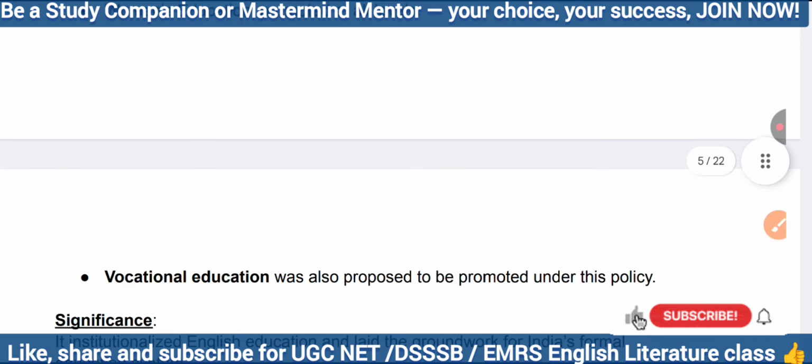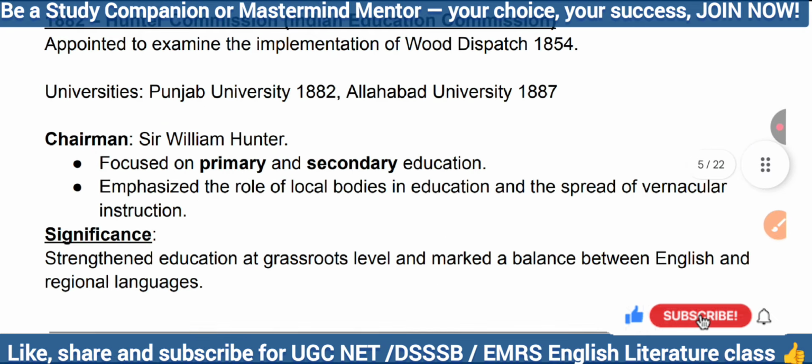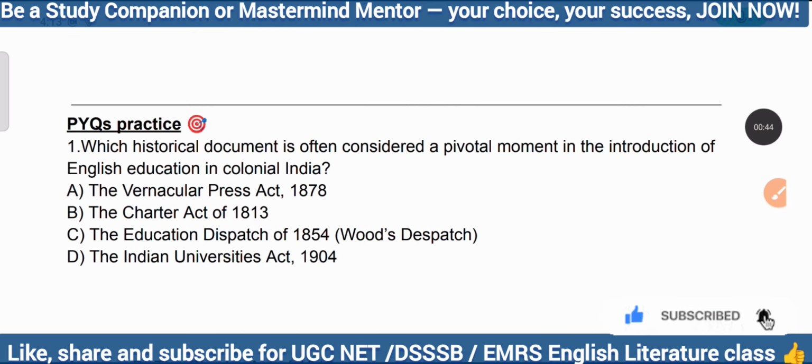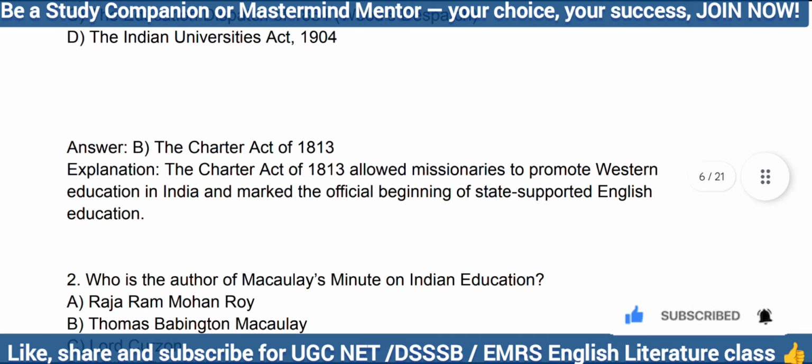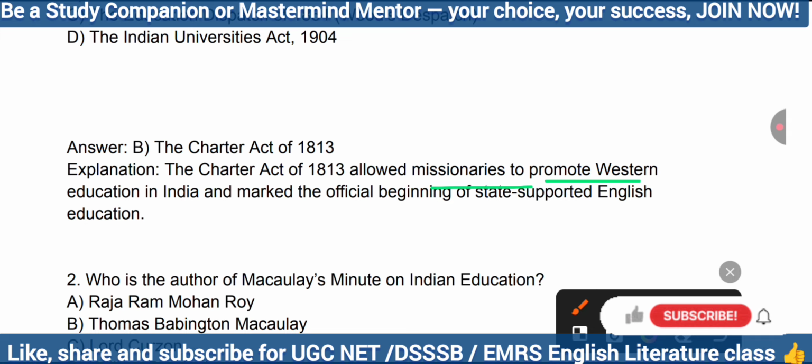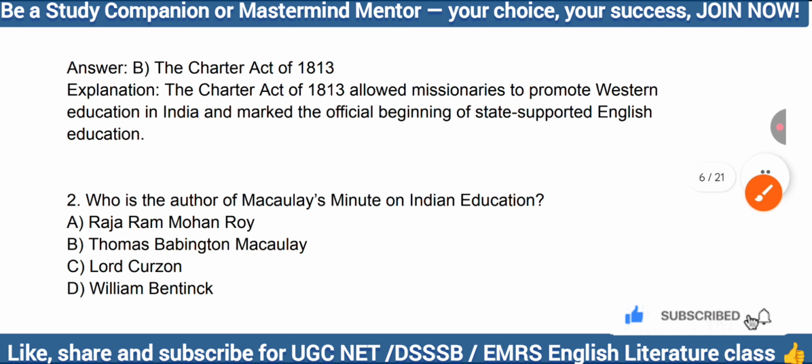So after this, there are PYQs that you must see, which type of question you can face in the examination. So here is the first question on your screen. Which historical document is often considered a pivotal moment in the introduction of English education in colonial India? Options: the Vernacular Press Act 1878, the Charter Act of 1813, the Education Dispatch of 1854, which is known as Wood Dispatch, or the Indian Universities Act 1904. The correct answer is option B, Charter Act. It allowed missionaries to promote Western education in India and marked the official beginning of state-supported English education.